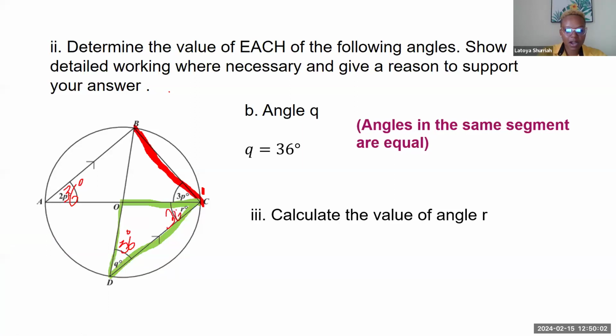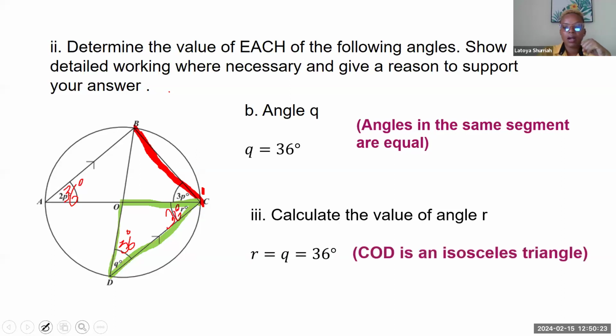So we know that R is 36. Remember, I was telling you that one strategy to help you is, as soon as you find an angle, you write it in. So when you have to calculate the other angle, you have the previous information already on your diagram.